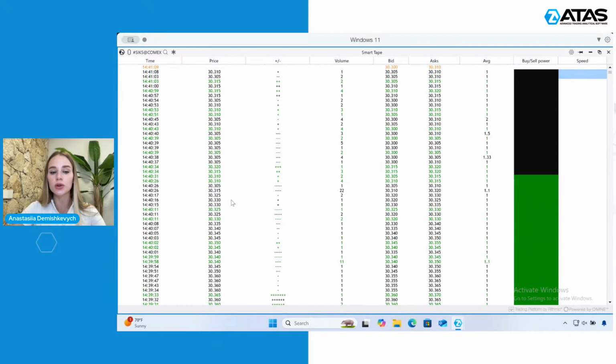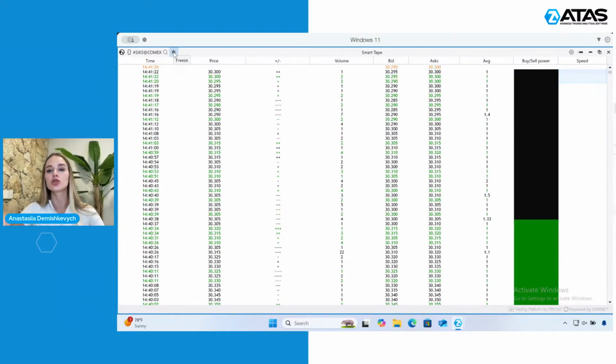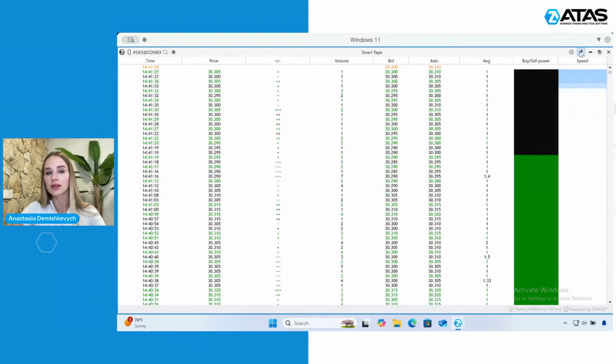What is also useful is that you actually can freeze the tape using the snowflake in the upper left corner. This is especially useful when you want to analyze a specific trading situation. So for example, you notice something, but the tape is moving fast. To not lose sight of it, you can freeze the tape, it's going to stop moving, and you can analyze what's happening. You can also pin this window on top of your already existing window to make sure that the data remains visible and doesn't get hidden during the rest of the analysis.